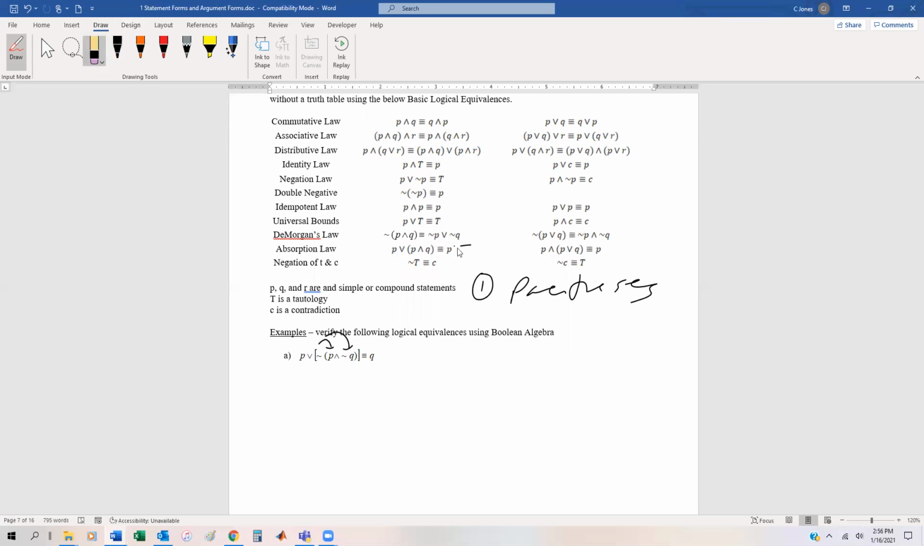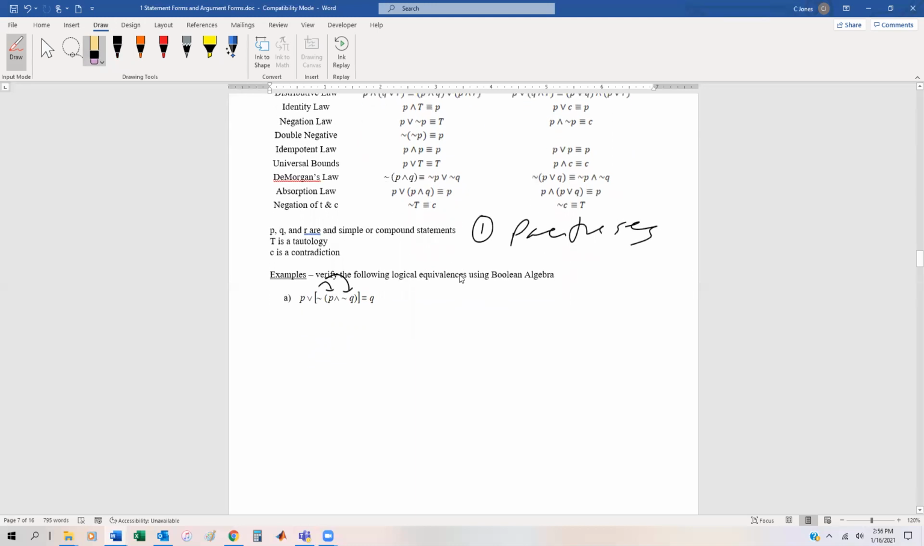So by using De Morgan's law, the statement now becomes P or, and I'm going to do the De Morgan's law part in orange, not P and not Q, and that's supposed to be equal to Q. The justification for that is De Morgan's law. When you do these problems, make sure that you not only do the Boolean algebra, but justify each step.